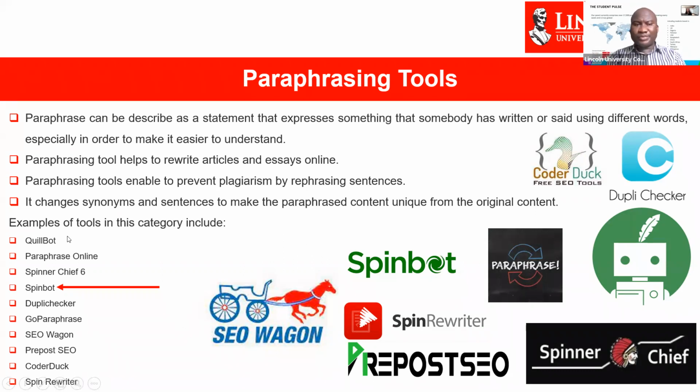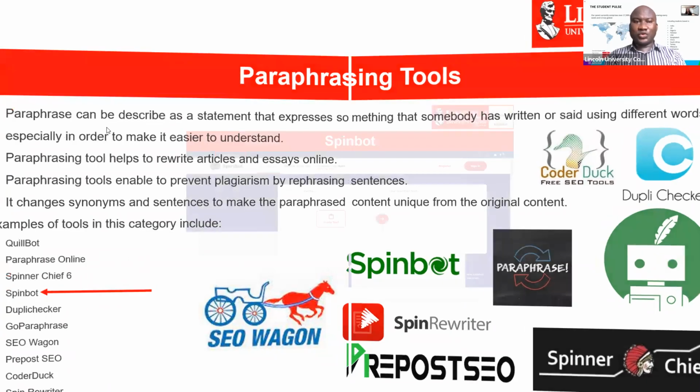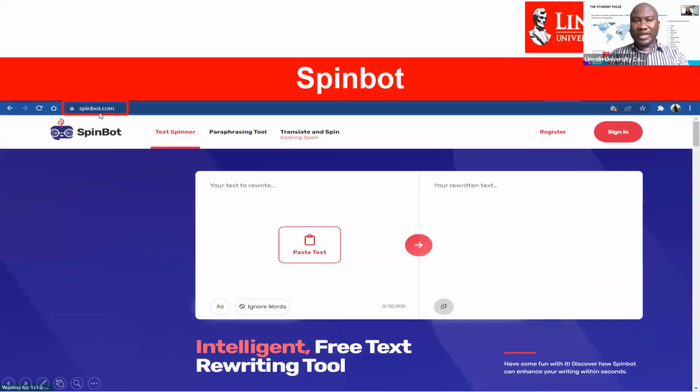Okay, you can use Bibliography, paraphrase online, Springboard. I use duplicate checker, I use Google paraphrase, and many others. But for this case, I will use Springboard for you. So all you have to do is go to this site called springboard.com.